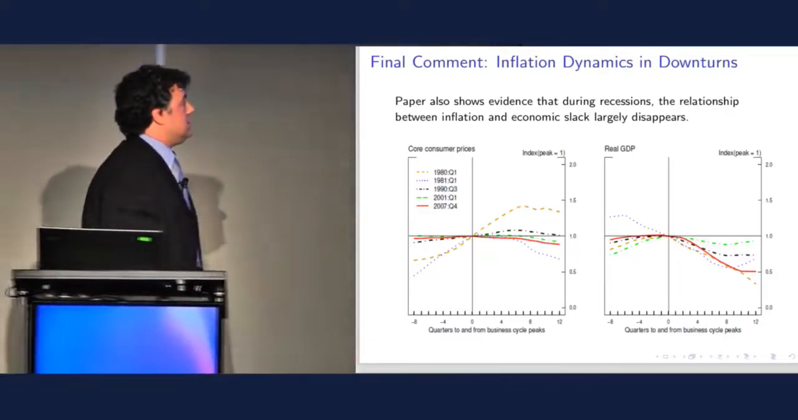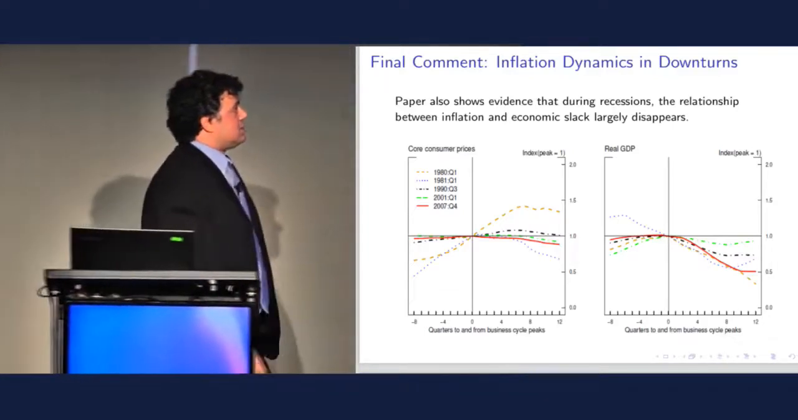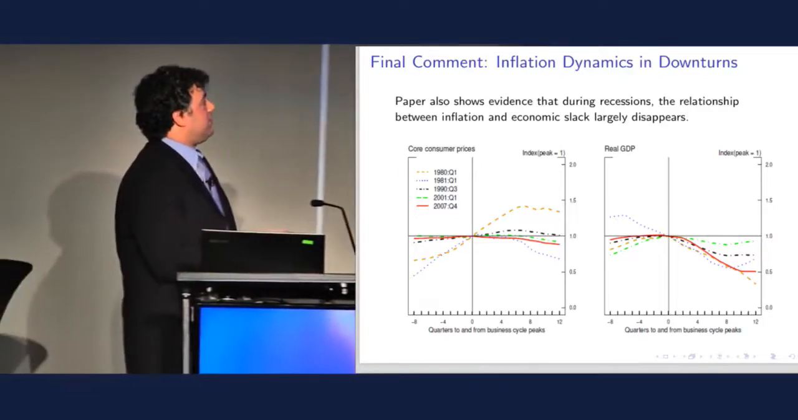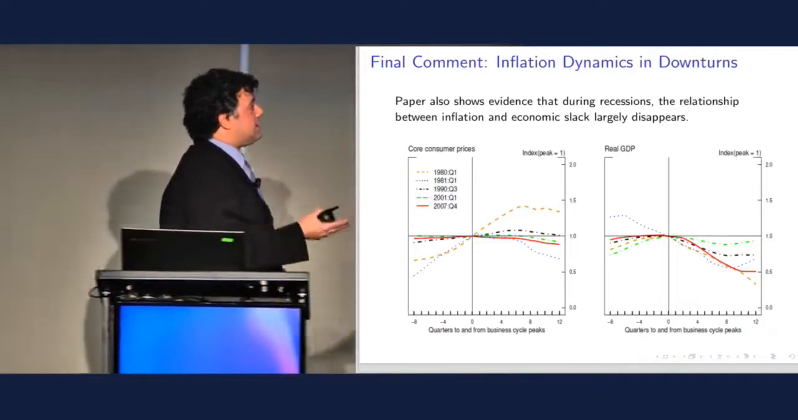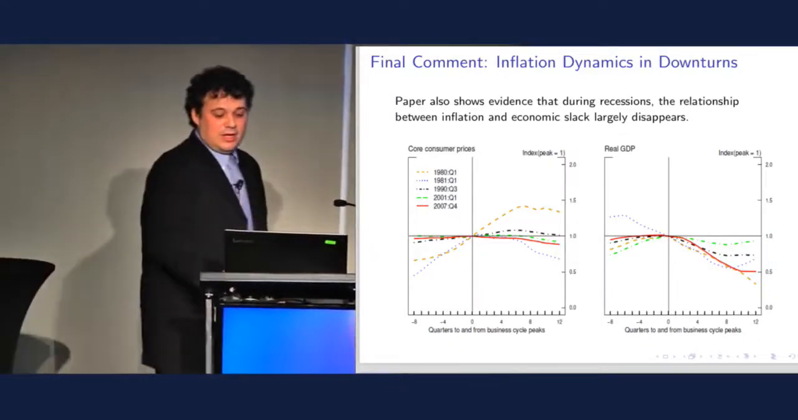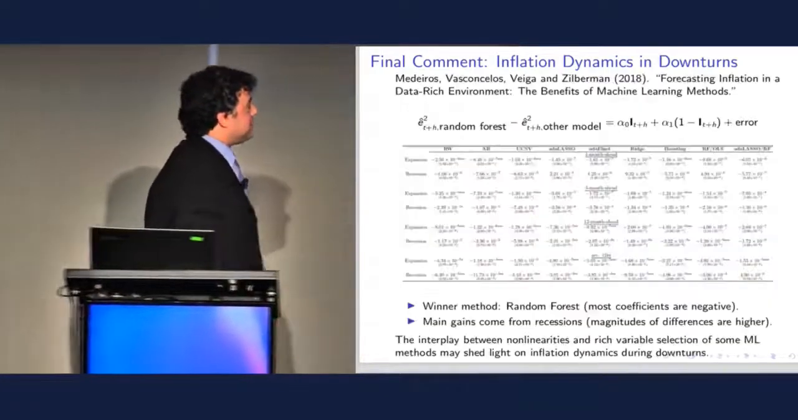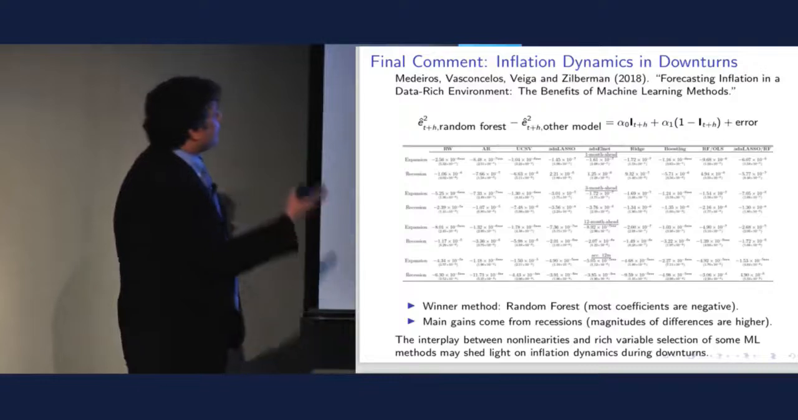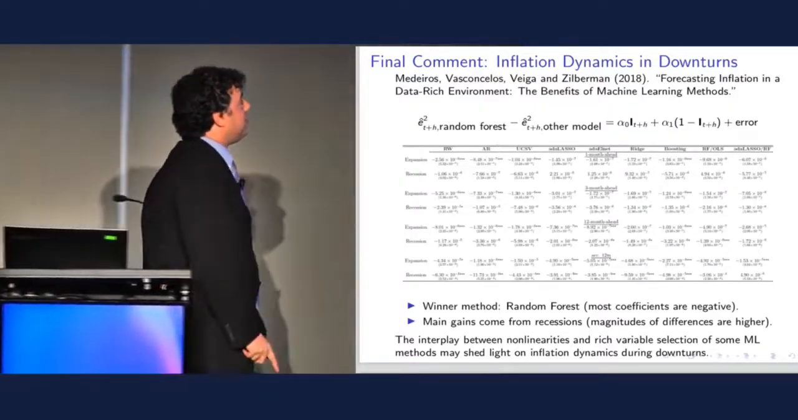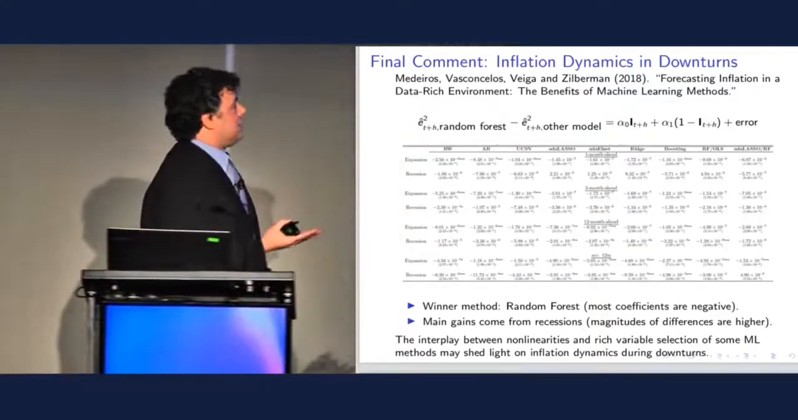My final comment regards these nice graphs. The paper also shows some evidence that during recessions, the relationship between inflation and economic slack largely disappears. So here, I would take that picture to advertise my own research. I apologize in advance for the shameless self-promotion. I have this paper with a bunch of engineers. I'm the only economist in this paper, in which we try to forecast inflation using several machine learning methods.